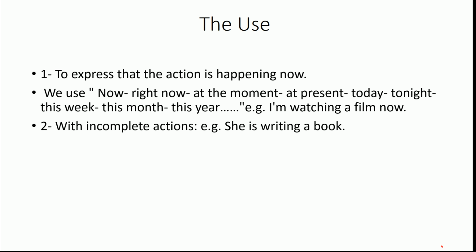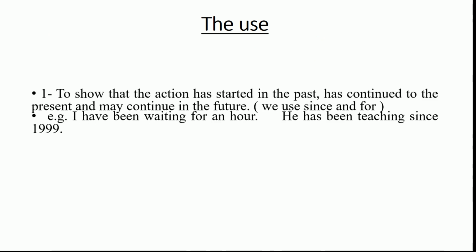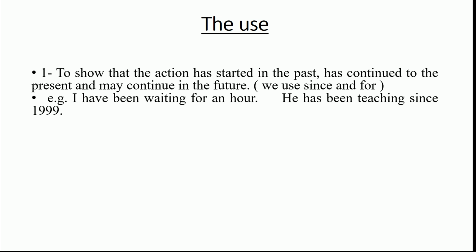Number 2, with incomplete actions. For example, she's writing a book. When something is incomplete, we always use it with the continuous. Past, present, or future, something not complete, we use it with the continuous.